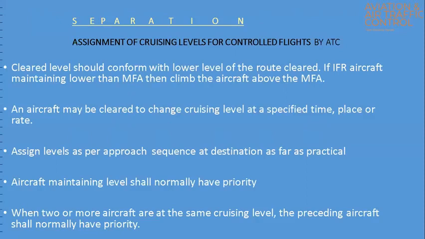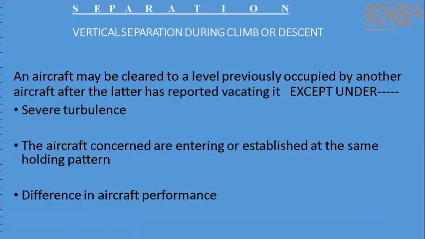So suppose two aircraft are requesting a level and one aircraft is already maintaining that level, the aircraft which is maintaining that level will have priority over the aircraft which is requesting that level. And suppose both aircraft are maintaining levels, the preceding aircraft will have priority over that level. So if we need to change the level of an aircraft, then we have to change the level of the succeeding aircraft.